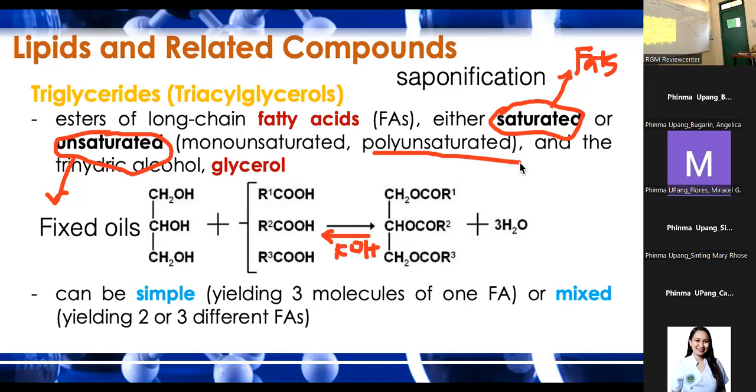Plants. Except, meron na naman tayo except. All plant oils are liquid except for your cocoa butter, si theobroma oil na tinatawag. Familiar with theobroma oil or cocoa butter, galing sa theobroma cacao. This is your cocoa butter. Theobroma oil or cocoa butter is solid at room temperature. In fact, it is used as a base for suppositories, kasi it melts at body temperature.